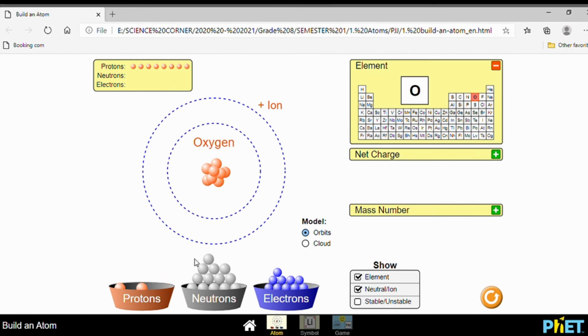Oxygen. I want to make it neutral. So I need 1, 2, 3, 4, 5, 6, 7, 8 electrons. Neutral but unstable. Let's add some neutrons.